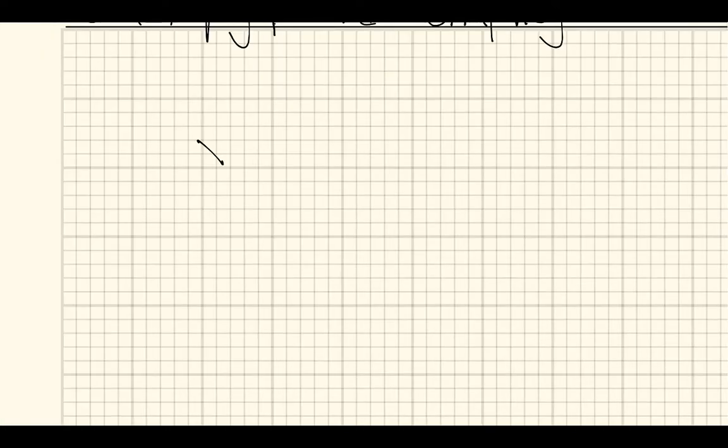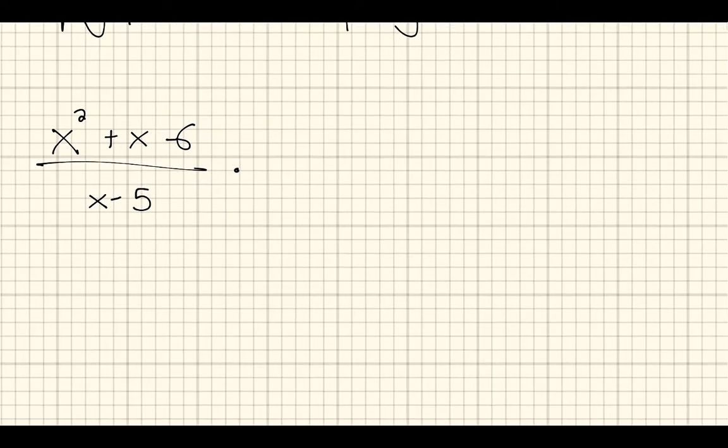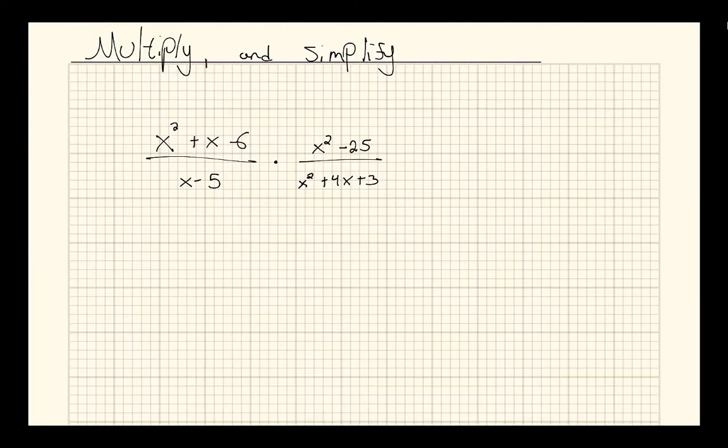The two things we're going to multiply are x squared plus x minus 6 over x minus 5, multiplying that by x squared minus 25 over x squared plus 4x plus 3. It might look like a lot, but it's actually not too bad multiplying two rational expressions.